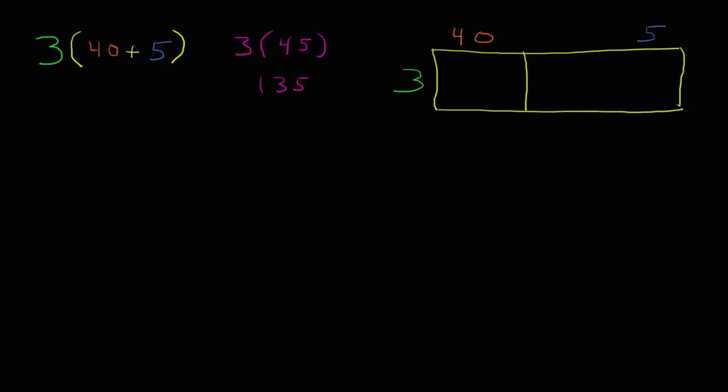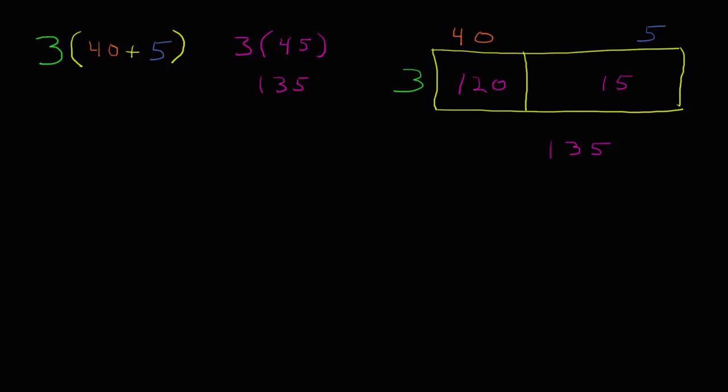Now, I have a rectangle that is 3 by 40, okay, and 3 times 40 is 120. And I have another rectangle over here that is 5 by 3. 5 times 3 gives us an area of 15. Then the total area for that rectangle would be our 135. This is essentially what we do when we take a look at the distributive property.